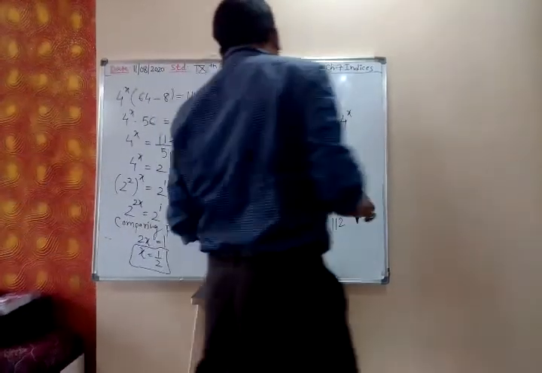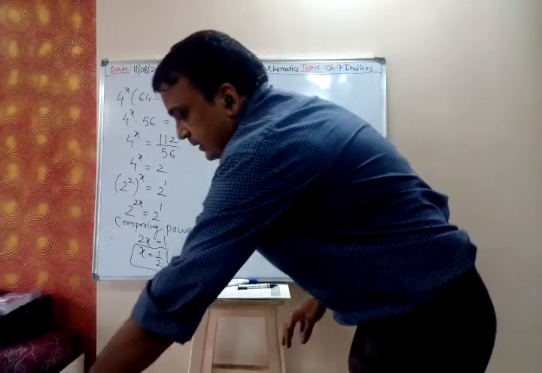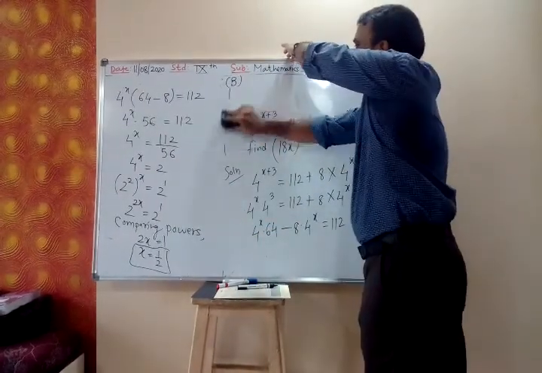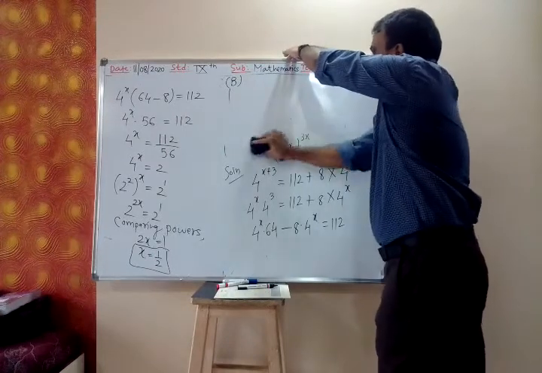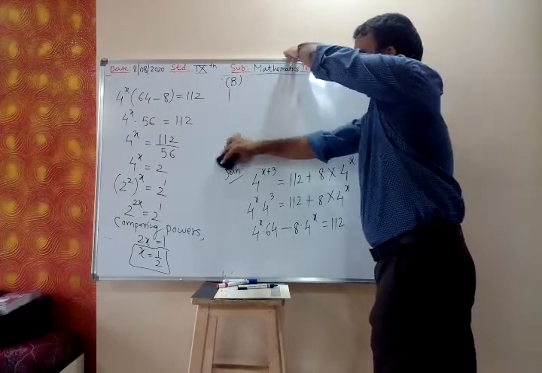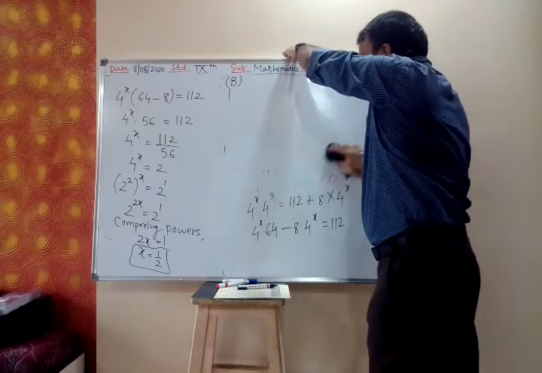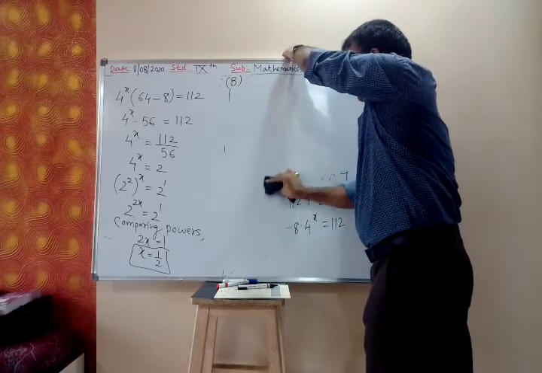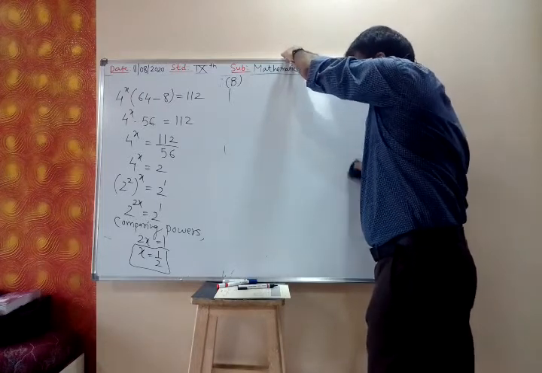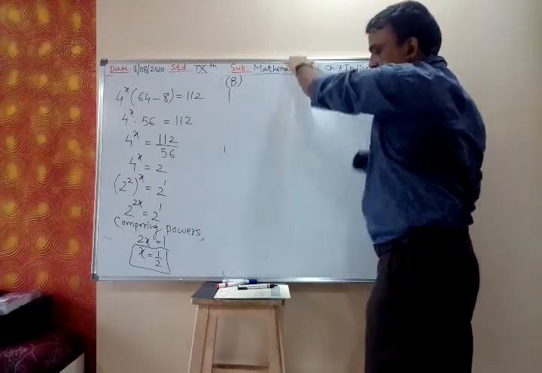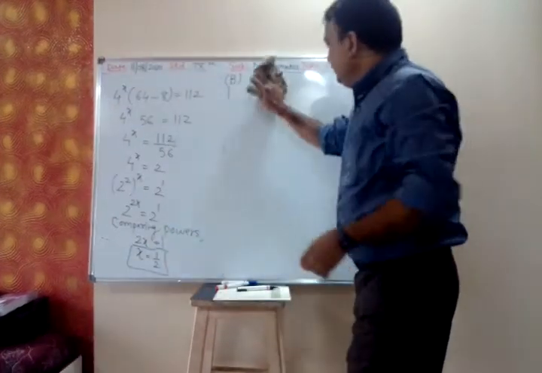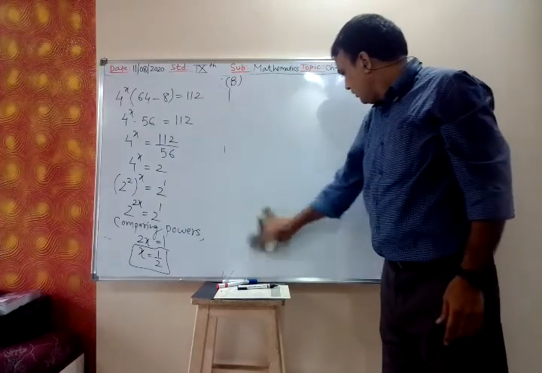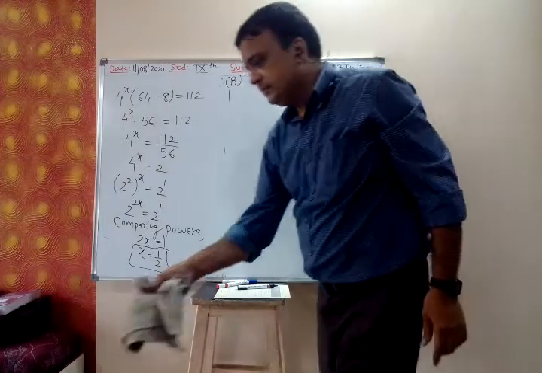Now this value we have to find: 18x raised to 3x. That we'll see. Now we have to find the value of 18x raised to 3x. 27 is the correct answer.